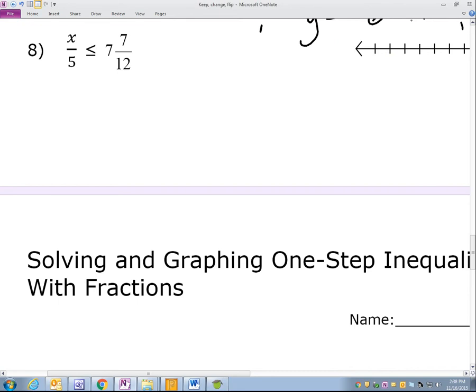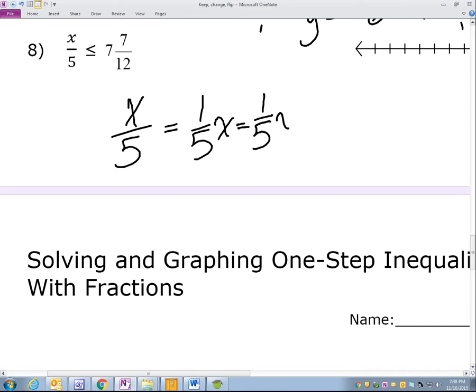Yes, okay. Next one. This one here really confuses a lot of people. Please don't write what I'm about to write, but I need you to remember that x over 5 is the same thing as 1/5 x. Okay? X over 5 is the same as 1/5 x because 1/5 x is the same as 1/5 times x over 1.